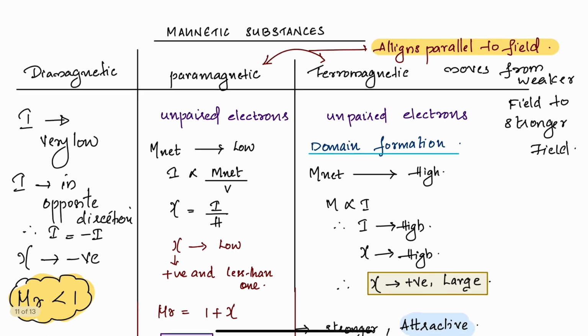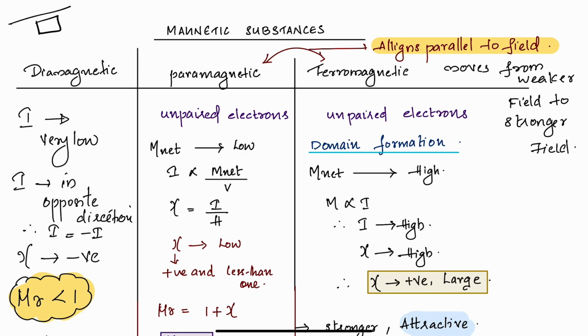If a diamagnetic substance is placed in a magnetic field, there is little or no field lines passing through it. The field lines just deviate away. Its I value is very low.